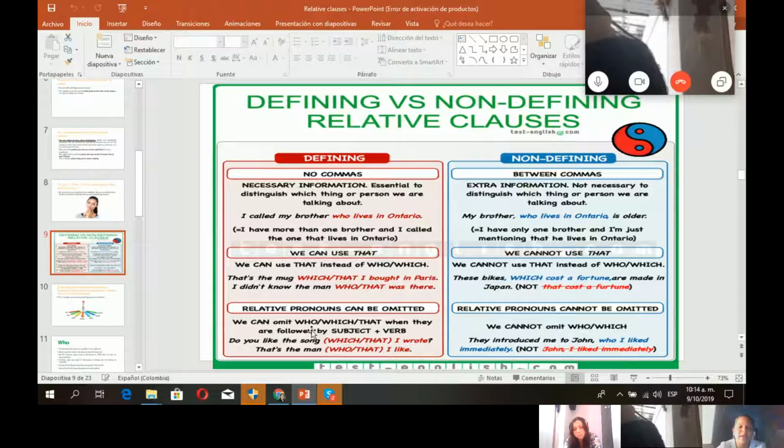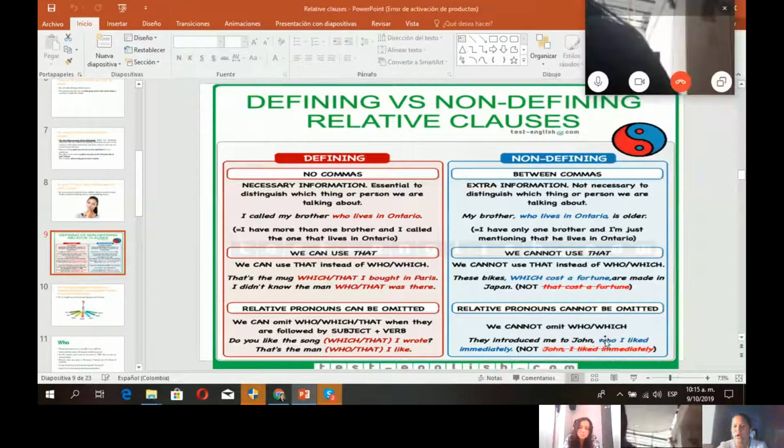And the last one: relative pronouns can be omitted. We can omit who, which, that when they are followed by subject plus verb. Do you like the song which, or that, I wrote? Do you like the song I wrote? That's the man I like. But in non-defining clauses, relative pronouns cannot be omitted. They introduced me to John, comma, whom I liked immediately.